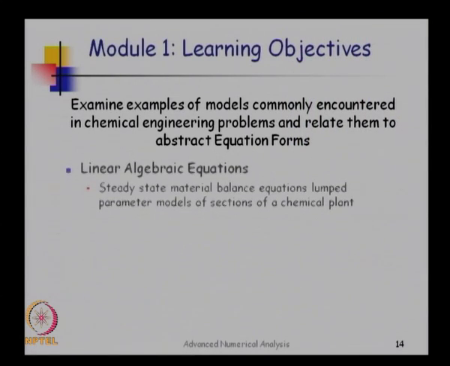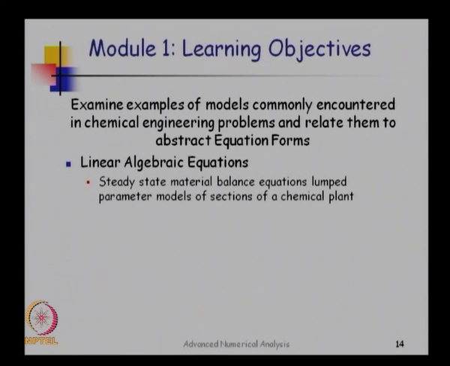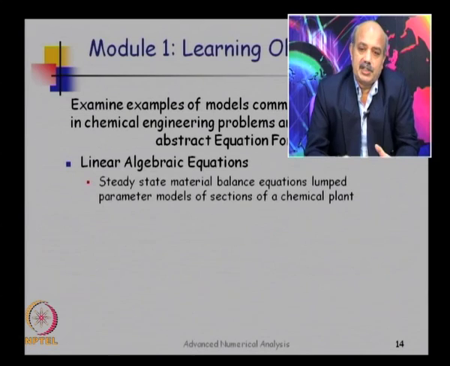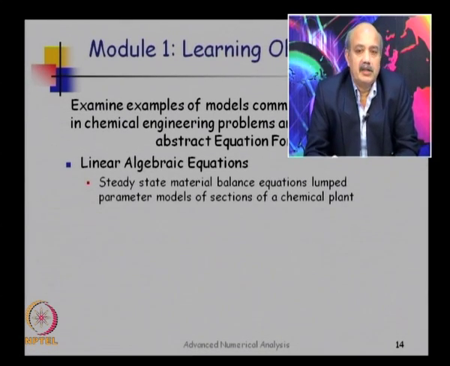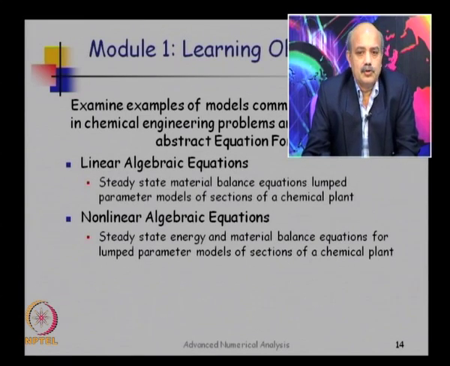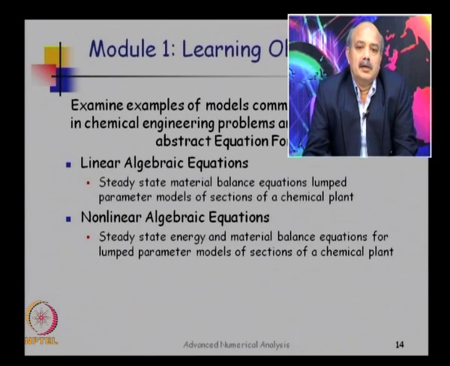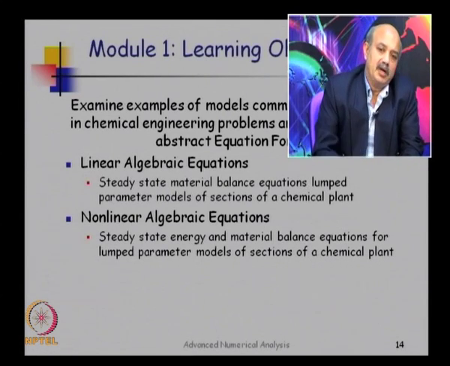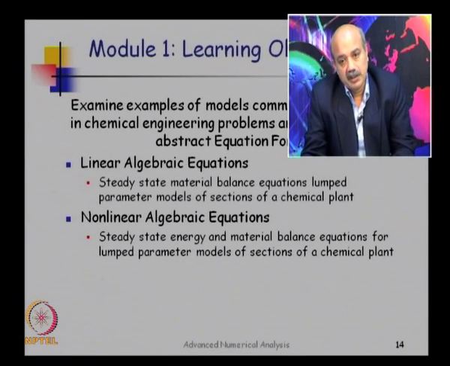If you just want commonly encountered examples: linear algebraic equations. Where do you get linear algebraic equations in chemical engineering systems? Many times we have to solve steady state material balances for a lumped parameter model for a section of a plant, and this will give rise to a set of linear algebraic equations, Ax equal to b. Nonlinear algebraic equations, of course, you must have studied in your third year when you study mass transfer, heat transfer, or unit operations courses, where we encounter models which come through energy and material balances for one unit or a section of a plant consisting of multiple units, and these give rise to nonlinear algebraic equations.